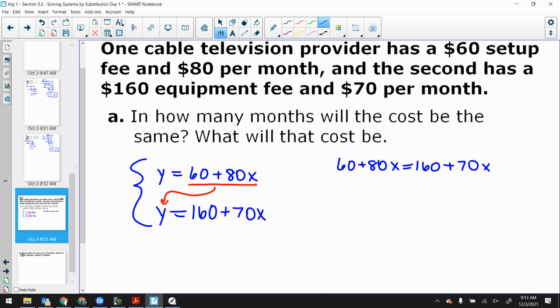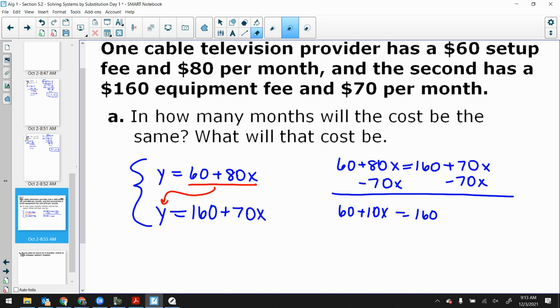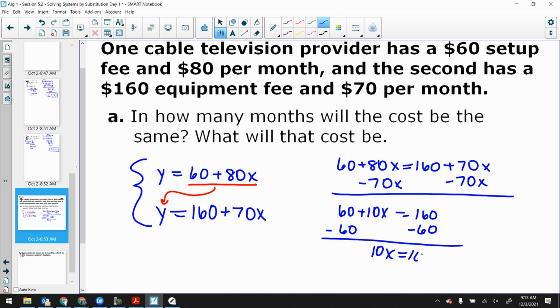We get rid of the 70x. So it's 60 plus 10x is equal to 160. We subtract the 60. So 10x is equal to 100.